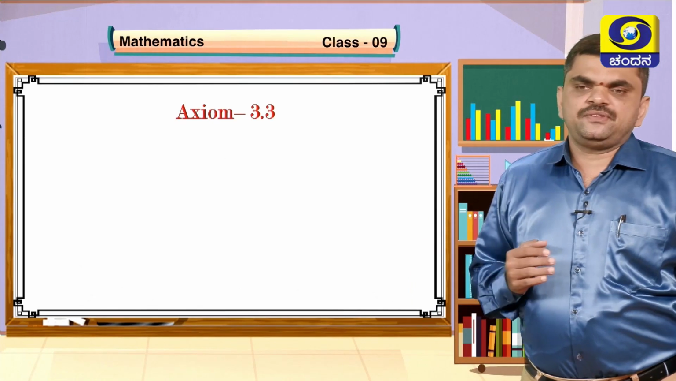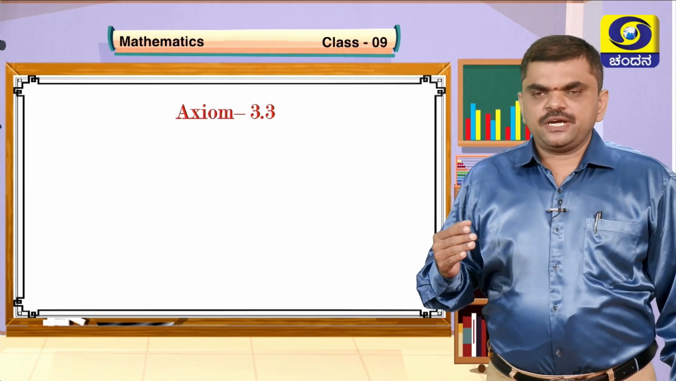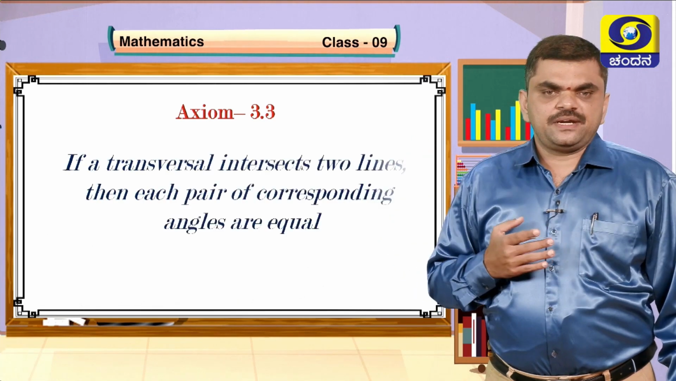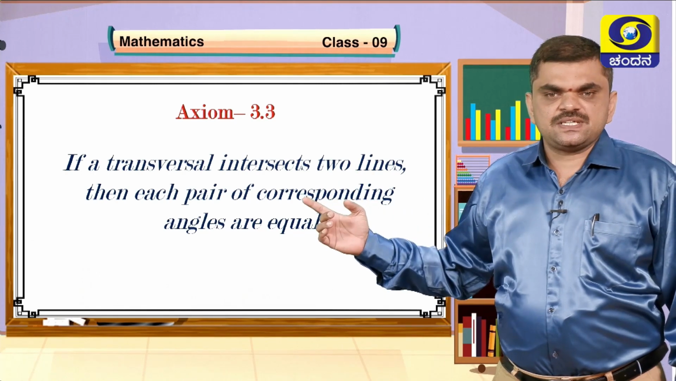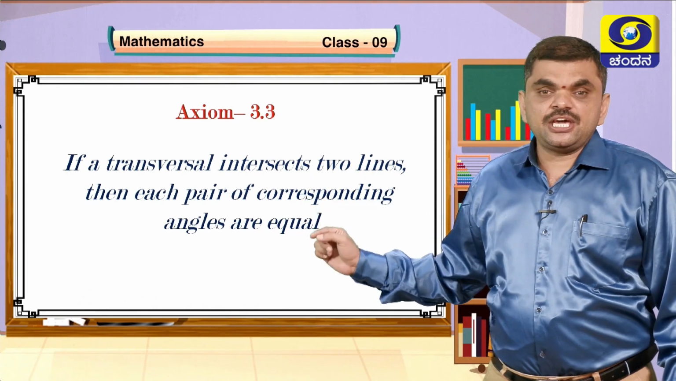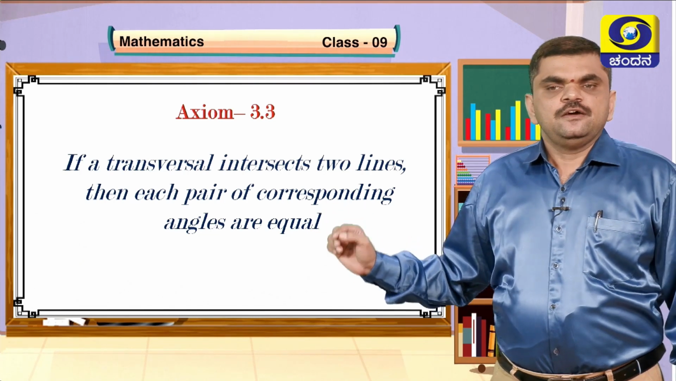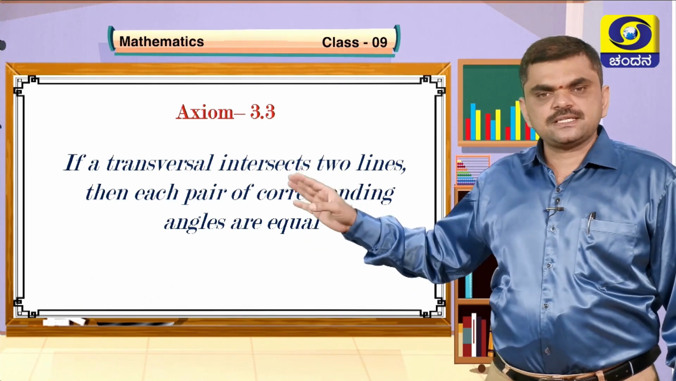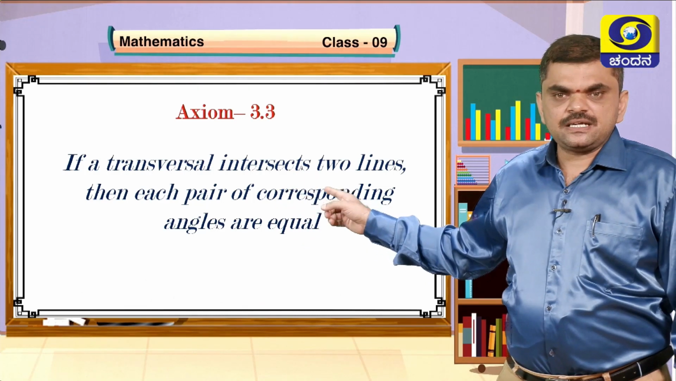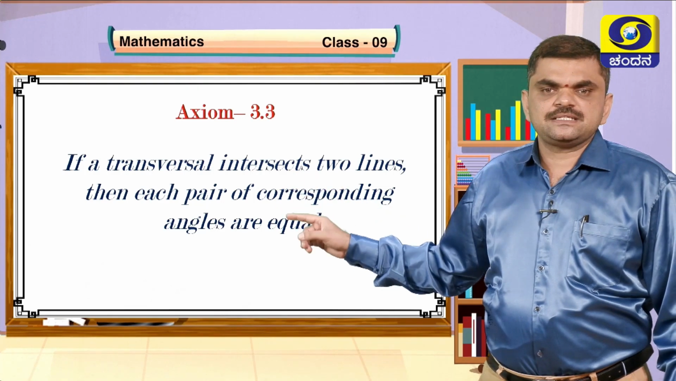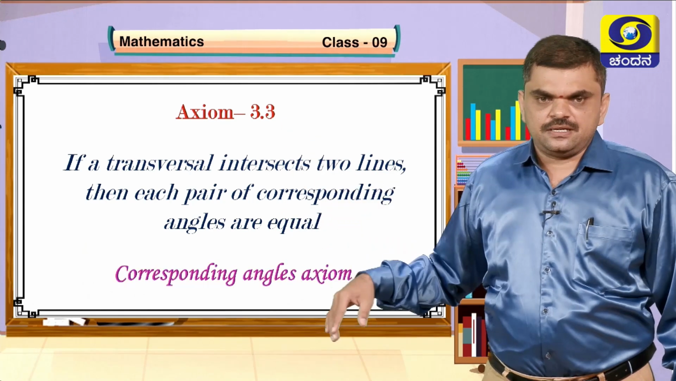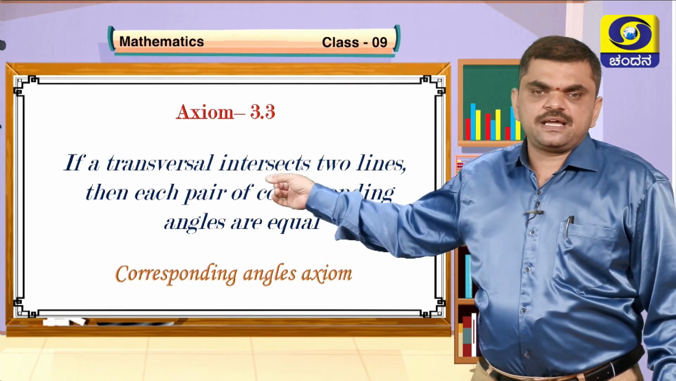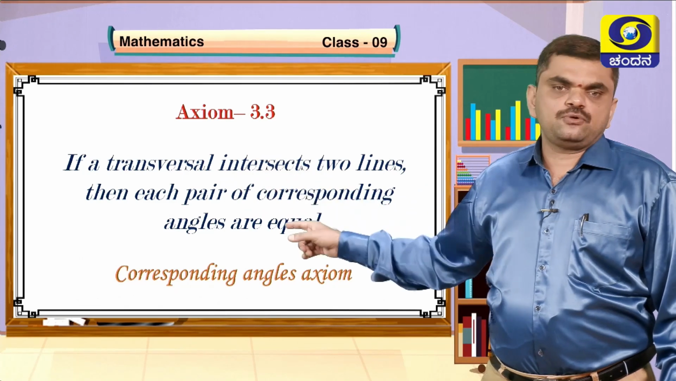Now, axiom 3.3. We have discussed axiom 3.1 and axiom 3.2 in our previous class, children. Now, what is axiom 3.3? It says if a transversal intersects two lines, then each pair of corresponding angles are equal. We have discussed different types of angles formed when a transversal intersects two lines. This is axiom 3.3, also known as the corresponding angles axiom, which is the statement you have to remember, children.